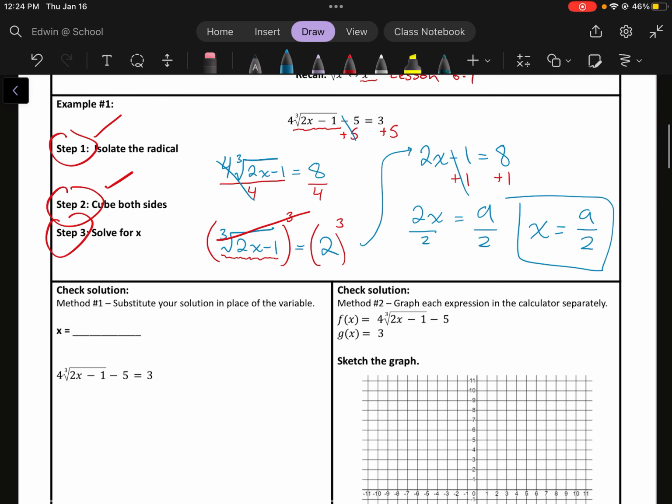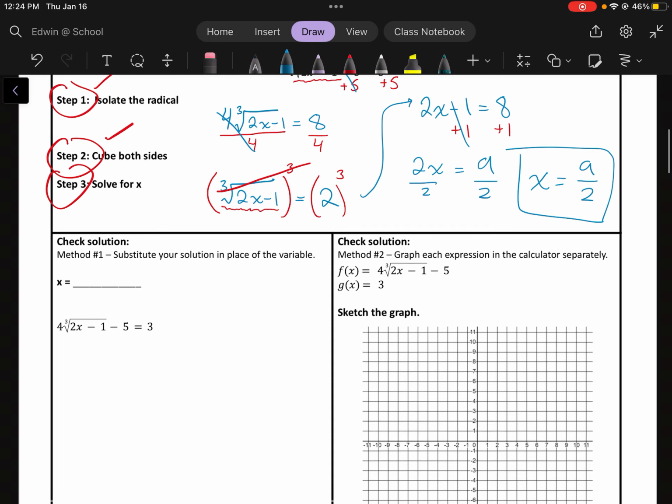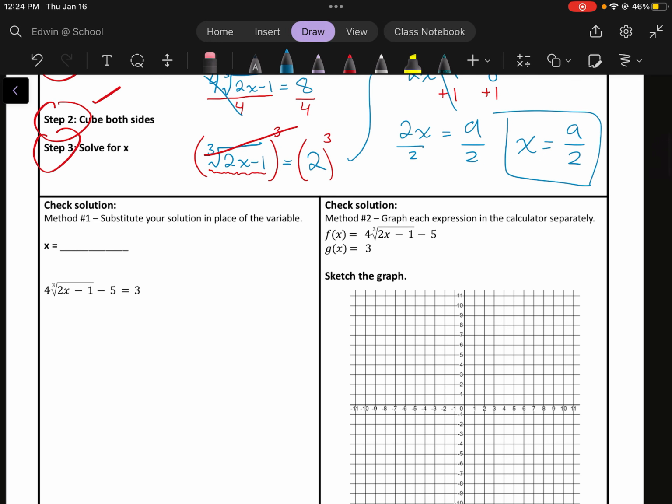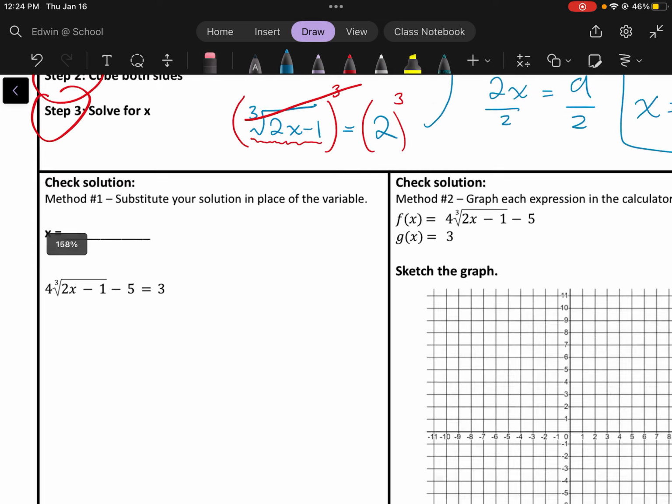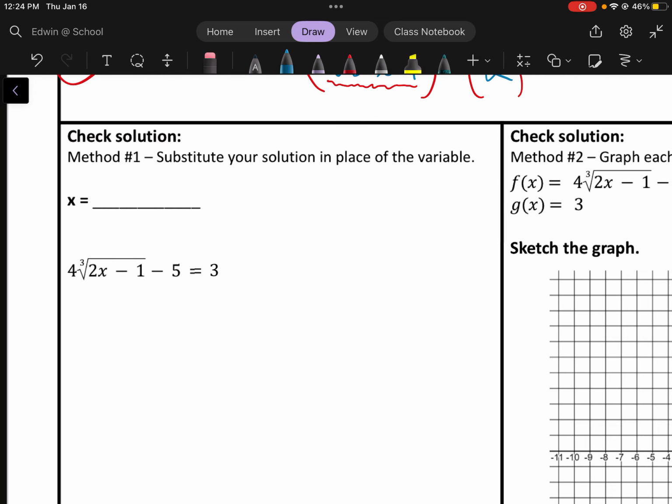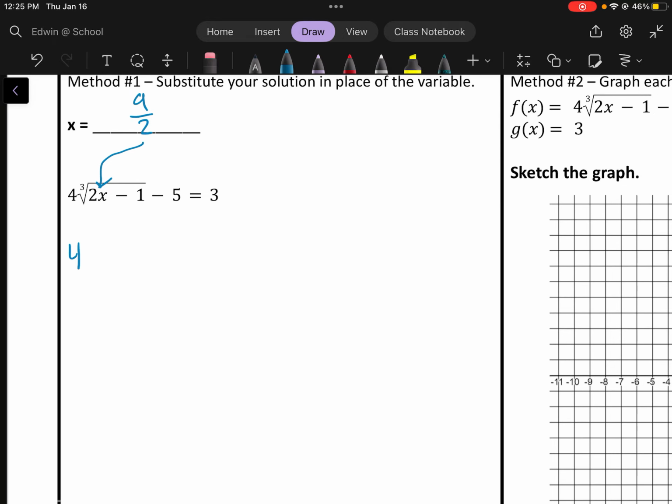And I just want to put you guys in this scenario. Let's say you're doing a question like this on a test, and you find an answer that you're not 100% sure it's right. So there are going to be 2 methods for you to check your solutions. Method 1 involves substituting your solution in place of the variable. That means that we are going to place this 9/2 inside of the equation wherever we see an x, which means we're going to end up with something such as this.